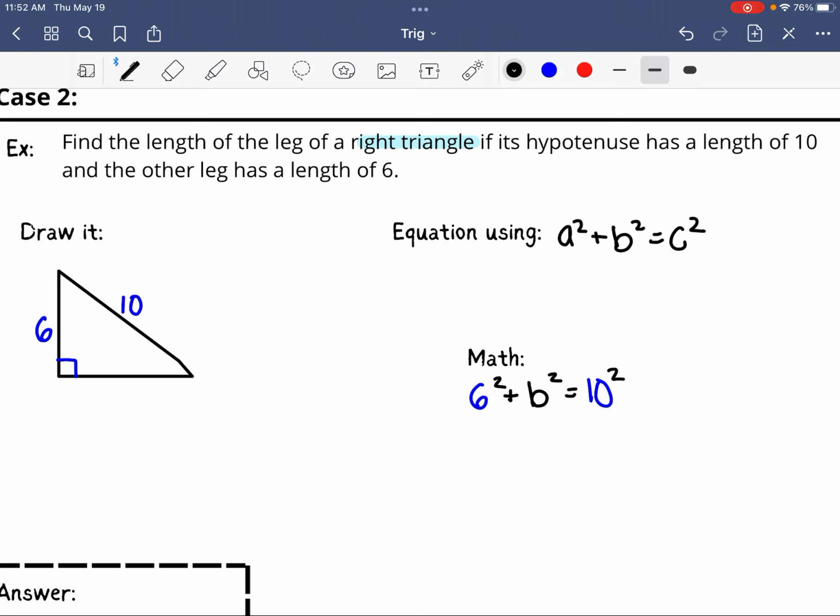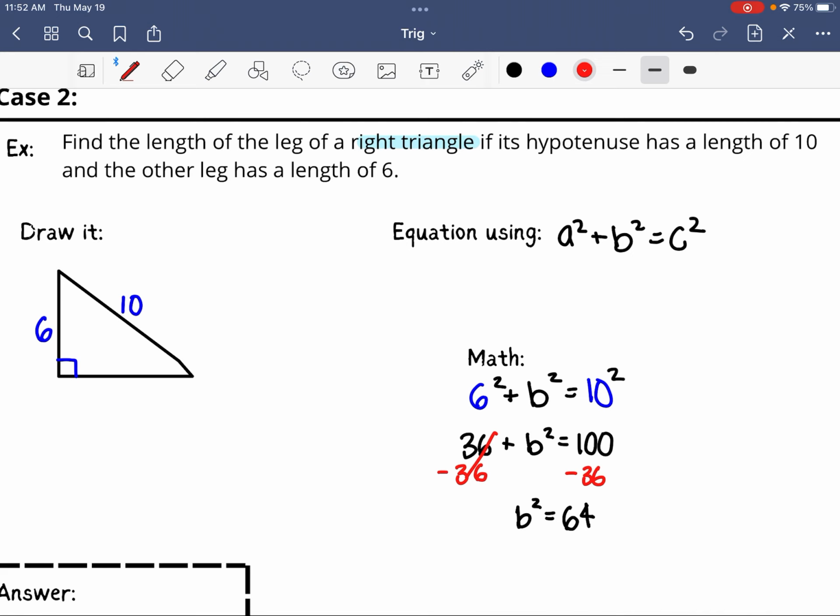So now we actually have a number on the other side of the equal sign. So I'm going to simplify now. 6 squared is 36. b squared remains the same. Now 10 squared is 100. So now here, this is when our problem is different from the one before. Our variable is not already isolated. We have to take a couple of extra steps. First off, I have 36. I want to get rid of it. Since it's adding, I'm going to do the opposite and subtract. And what I do to one side, I do to the other side. So I get b squared equals 64.